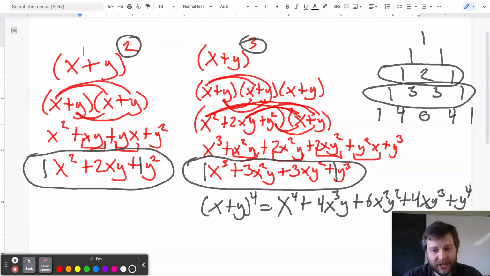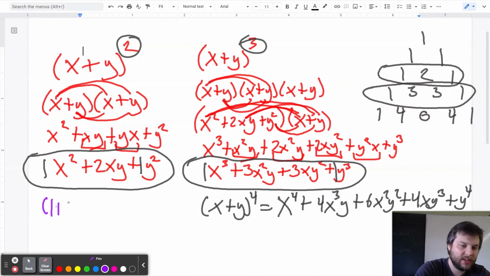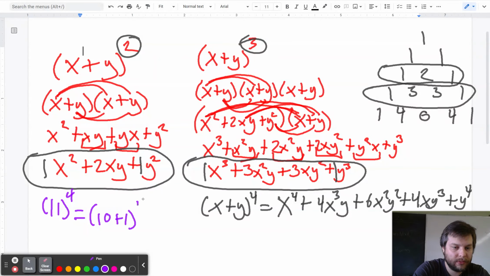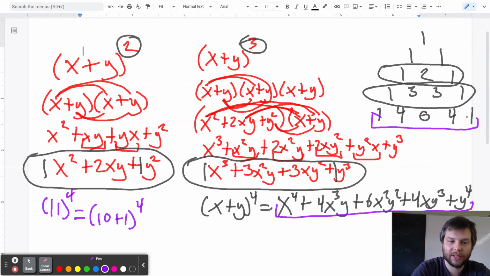One nice connection with this is that you can actually use this to figure out things like, if I wanted to, for some reason, know what 11 to the fourth power is. You might not see the connection immediately, but 11 to the fourth power could be written like this: 10 plus 1 to the fourth power. And so I'm going to follow my little formula here, or follow my coefficients of Pascal's triangle here, and just write it like this.